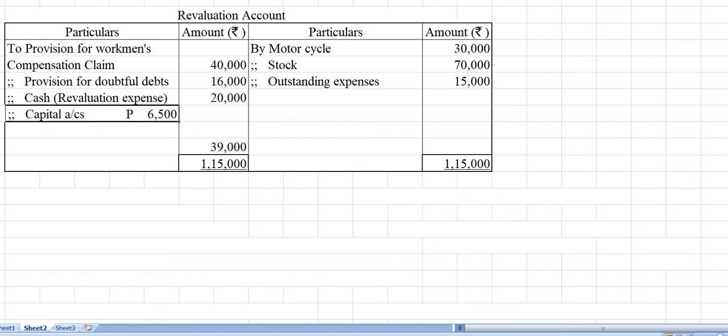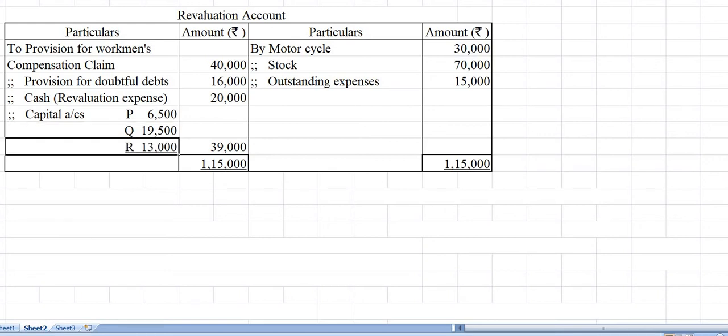For P, 39,000 into 1 by 6, so 6,500. For Q, 39,000 into 3 by 6, 19,500. And for R, 39,000 into 2 by 6, that is 13,000. So profit is shared. All right.